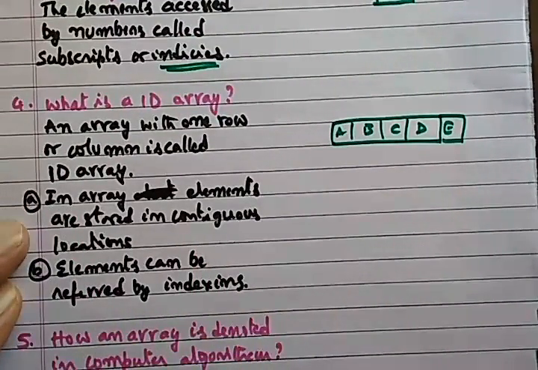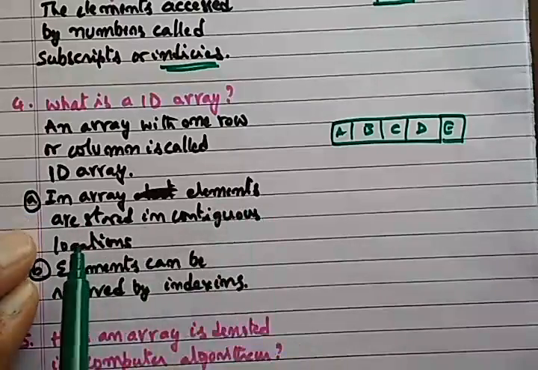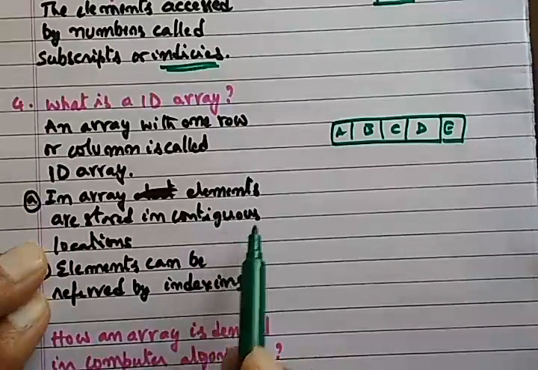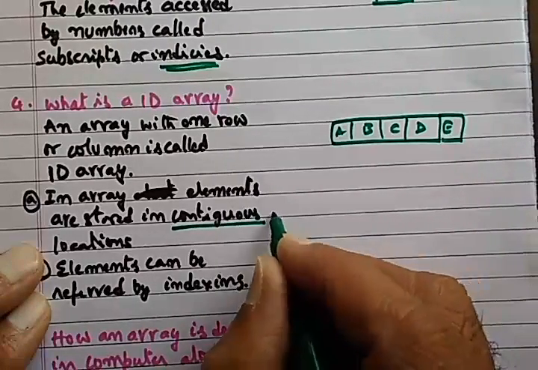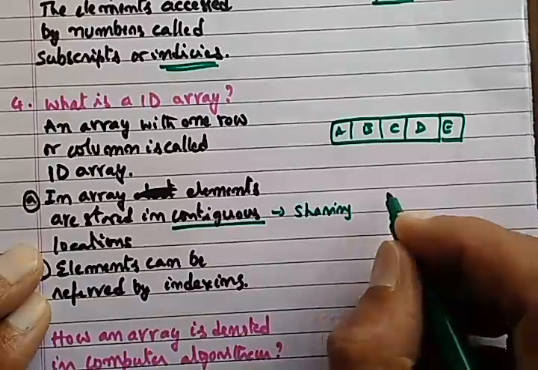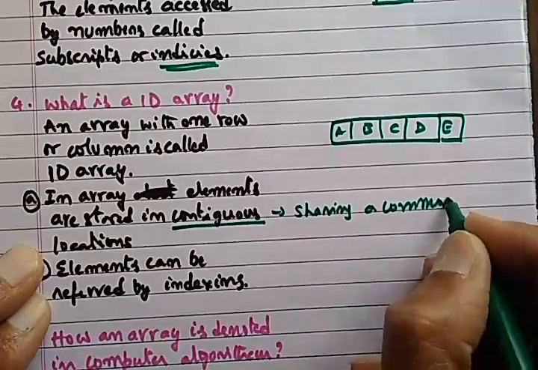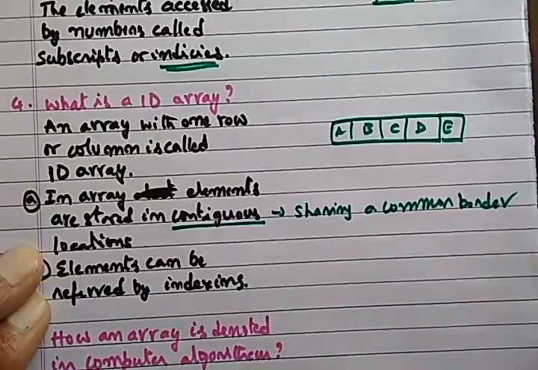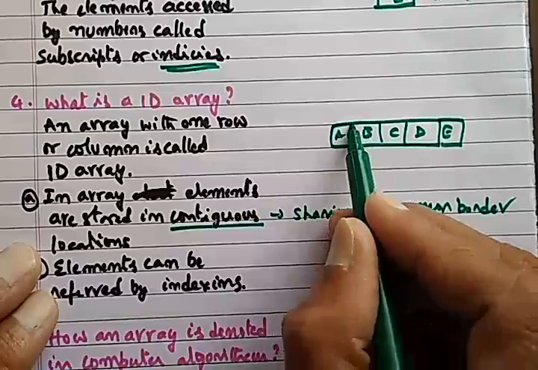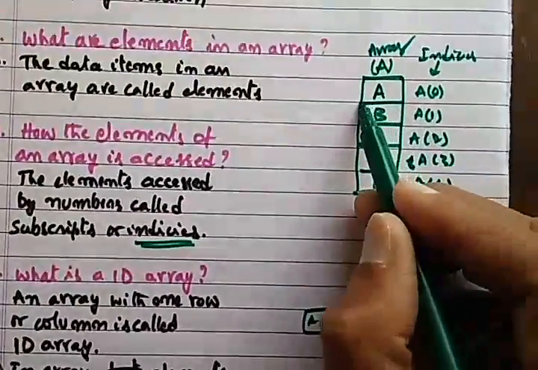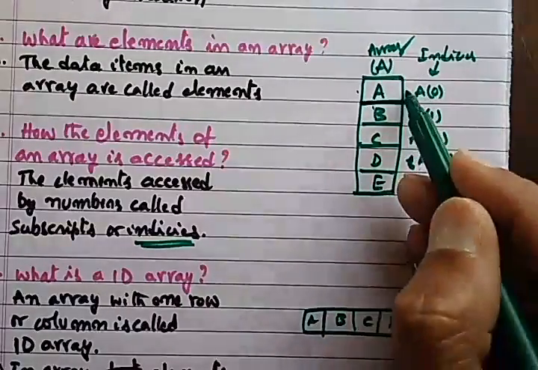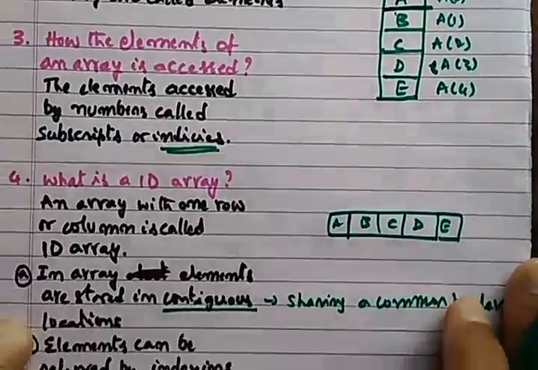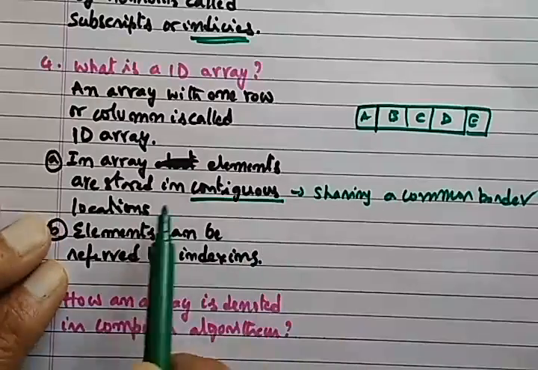There are 2 important points to be remembered and written. In an array, elements are stored in contiguous locations. This is a new word. Contiguous locations means sharing a common border. See, A is one element, B is one element. It is sharing a common border. Here also it is the same. So you can write this way or that way. This way if you write, it is all column. Sideways if you write, it will become row. So contiguous. But when you are writing, you should write this word only.